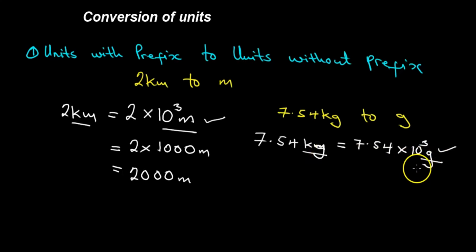The rest is your choice as to whether you want to open it up or you want to work with standard form or scientific notation. That is up to you. You can leave your answer this way, which is correct, or you can decide to expand this. Positive 3 means that we are moving our decimal point to the right. How many times? 3 times. 1, 2, 3. So I'm getting 7,540 grams. I've converted from 7.54 kilograms to grams. This is the easiest among all.